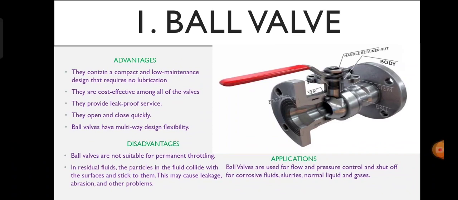Now we'll proceed to the disadvantages of ball valve. Ball valves are not suitable for permanent throttling. So this is not the best valve for throttling. In residual fluid, the particles in the fluid collide with the surface and stick to them. This may cause leakage, abrasion, and other problems.